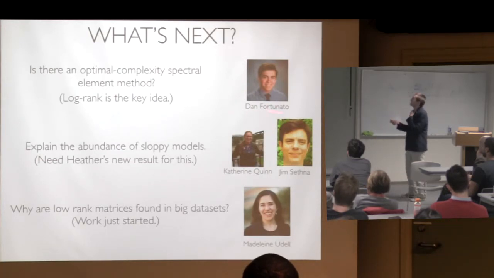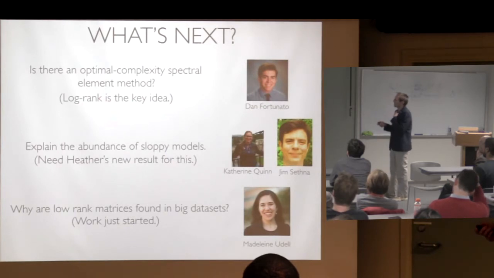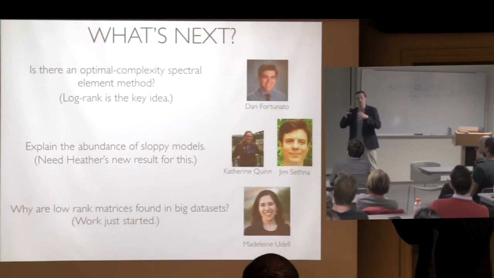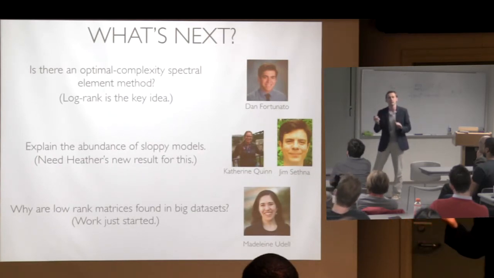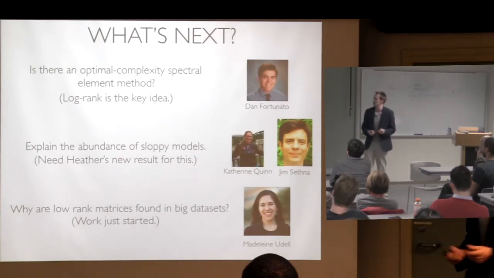So Dan Fortunato, who's a grad student of mine I co-supervise in Harvard, is using this to generate really fast numerical simulations of PDEs. And low rank is the key, because Poisson's equation, if I go through this, gives me log rank matrices. He's using that fact.